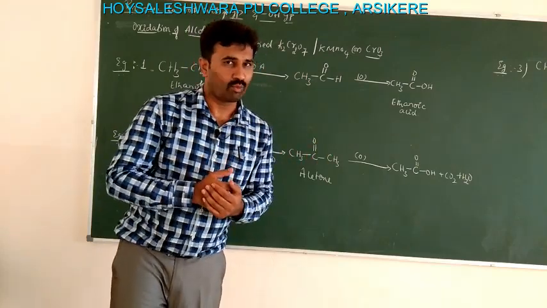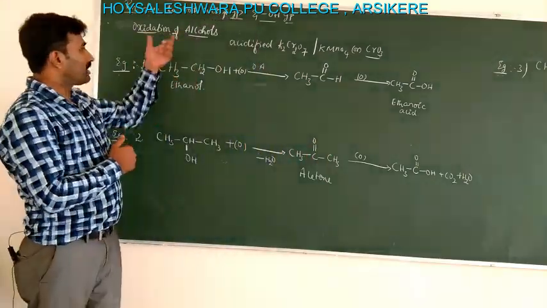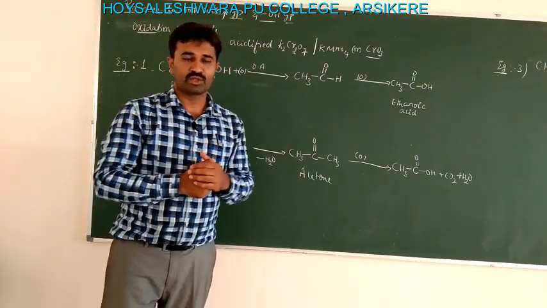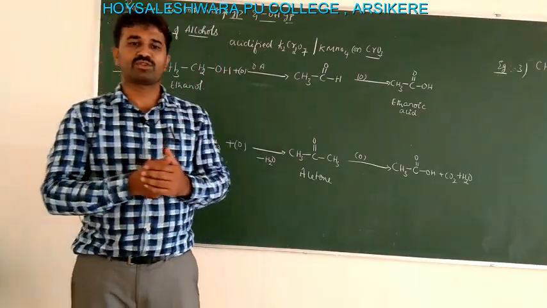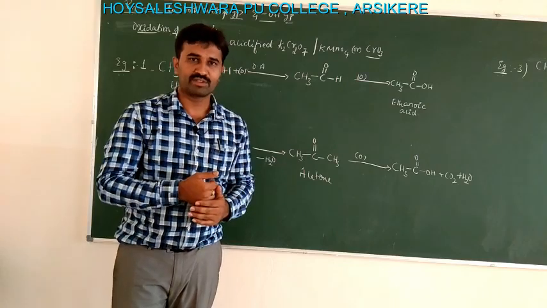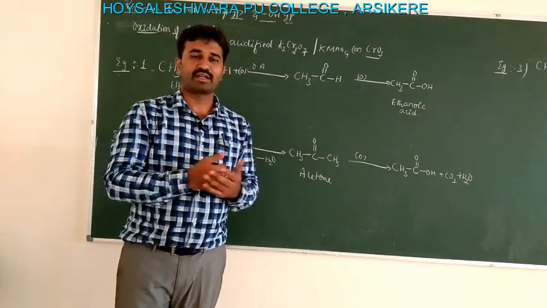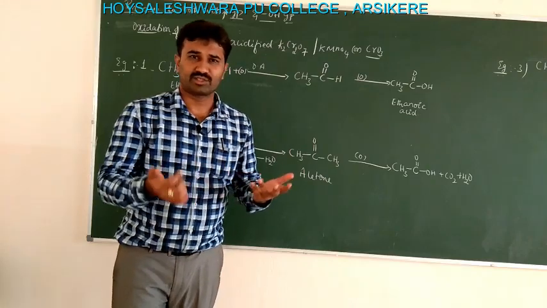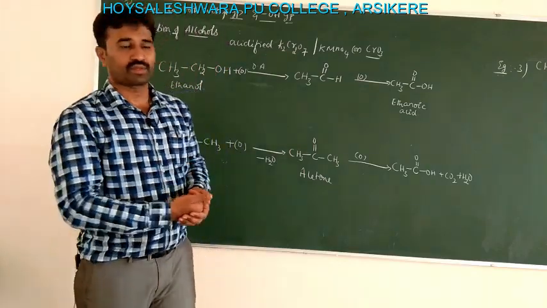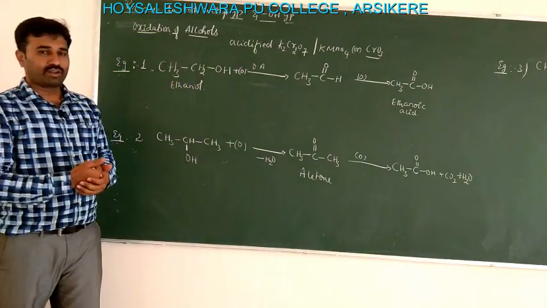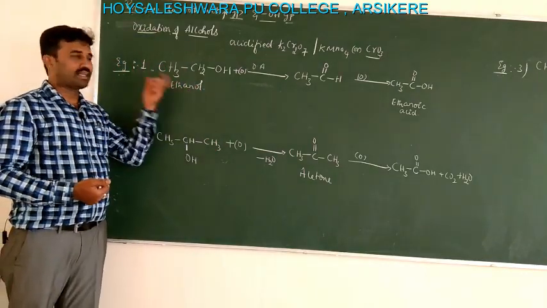Let's see an example one by one. Here the oxidizing agents we are going to use are acidified KMnO4 solution, acidified K2Cr2O7 solution, chromium trioxide, or concentrated nitric acid, etc. So, many oxidizing reagents are available. Considering an example of ethyl alcohol, that is ethanol.